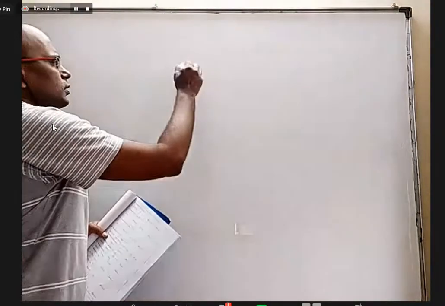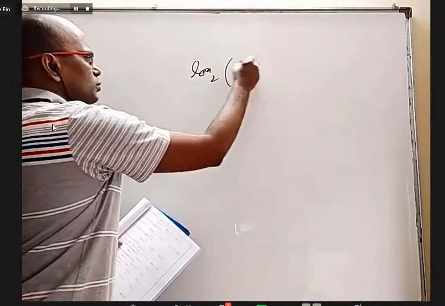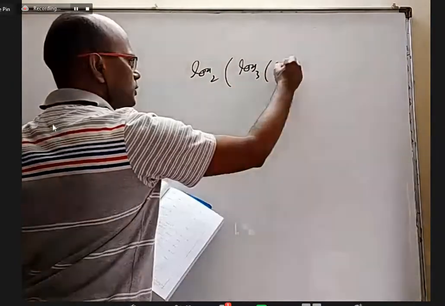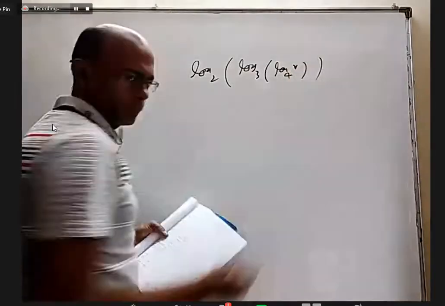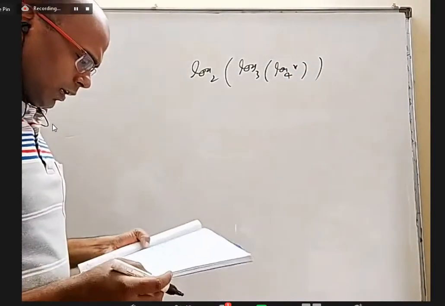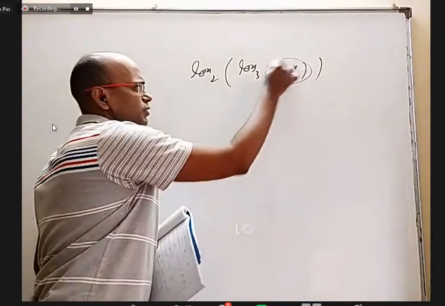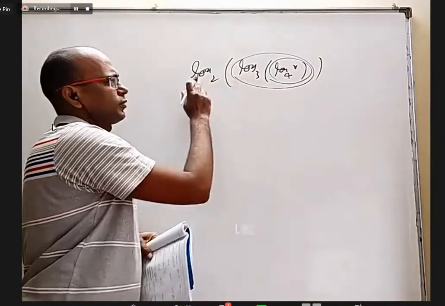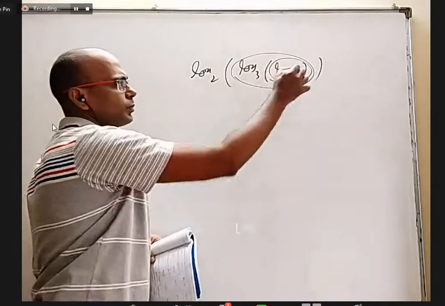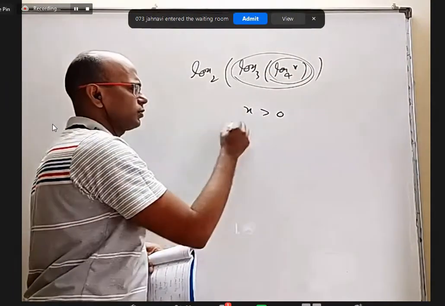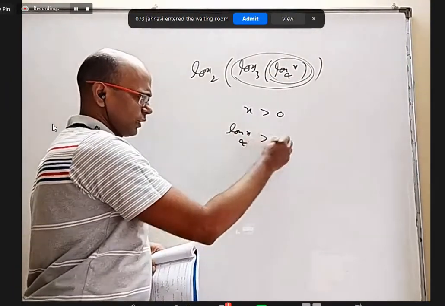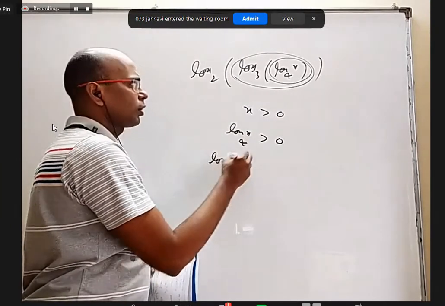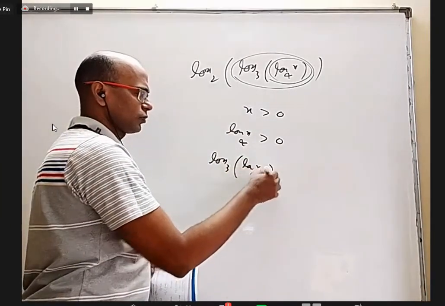66, it is log base 2 of log base 3 of log x base 4. I have to check different things. This should be greater than 0 for this log to be defined, this should be greater than 0 for this log to be defined, and x also should be positive. So I have to check for x greater than 0, log x base 4 greater than 0, log base 3 of log x base 4 greater than 0.